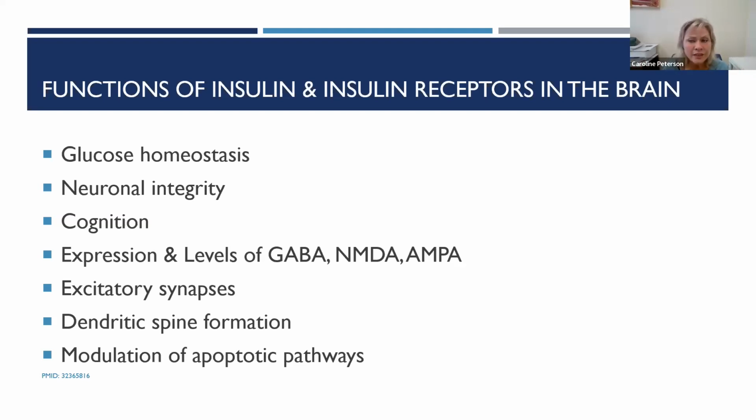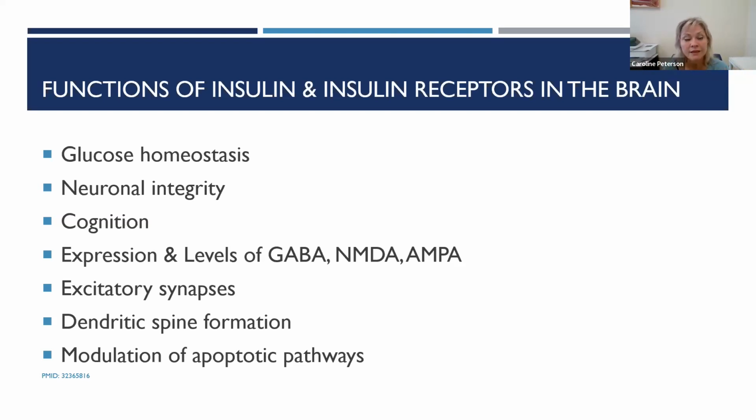Insulin and the receptors in the brain are also important for neuronal integrity. They help us think, cogitate. They help with the neurotransmitters. And again, we have the NMDA receptors that are for energy, for balance, and anti-inflammatory when done right. The insulin receptors are important for maintaining the excitatory synapses.